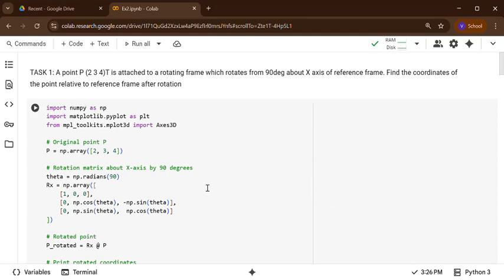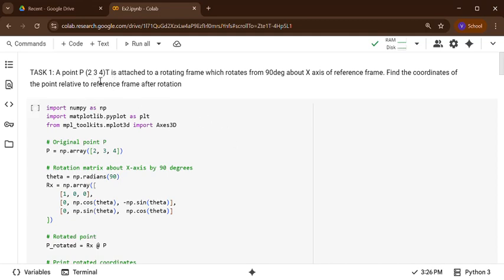So let's see the first problem. The first task is a point 2, 3, 4. The transpose means it is in the size of the vector. Position vector is 3 cross 1. But if it is in transpose, it's 3 cross 1 only.